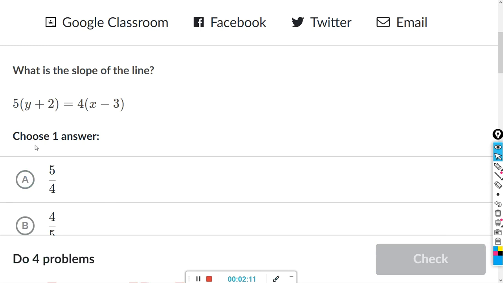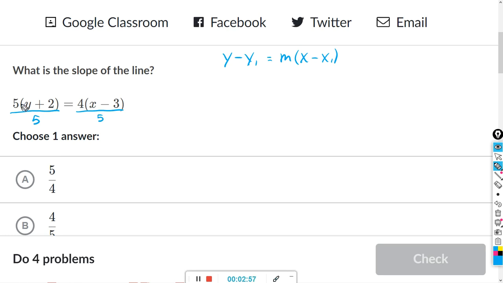Okay, so for this problem here, we can still do it the same way we did the last one, but there's a shortcut because this equation is almost in point slope form. Okay, if you remember the equation for point slope form, y minus y1 equals m times x minus x1. Okay, so if we can get it in this form, the m, or slope, will be the number that's multiplied by x minus x1. So here, in order to match this, all we have to do is get rid of the 5. So I'm going to divide both sides by 5.